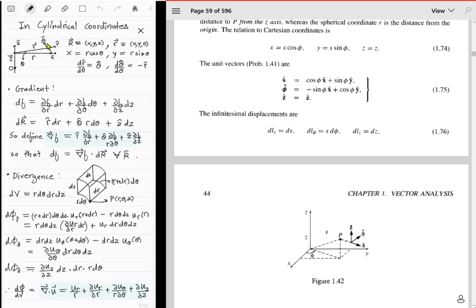Theta hat is the unit vector along which your point moves if you just increase the theta without changing your r and z coordinate. And similarly, r hat is the direction in which your point moves if you just increase your r, if you just nudge it by dr, right? Similarly, z hat, but you know what z hat is, right?